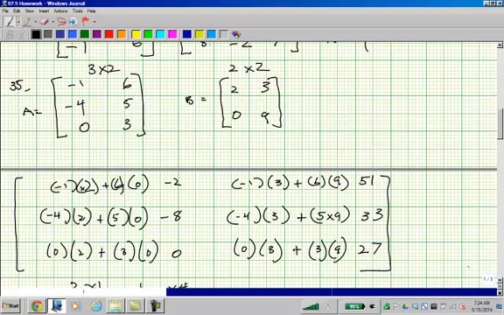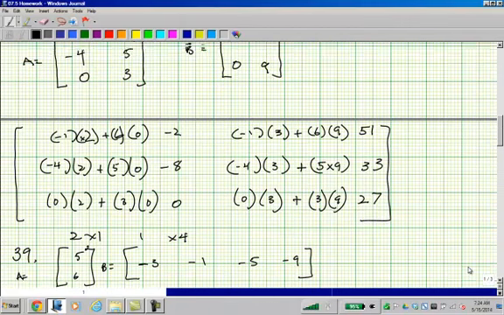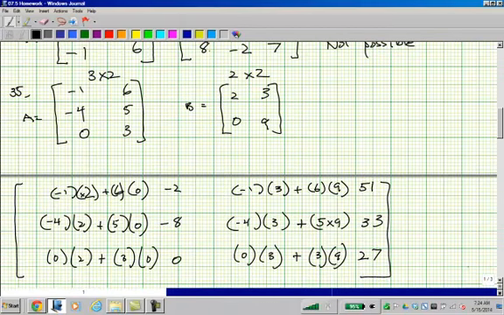Finally, 0 times 2 plus 3 times 0 is 0. And then 0 times 3 plus 3 times 9 is 27. And so the product matrix is -2, 51, -8, 33, 0, 27.